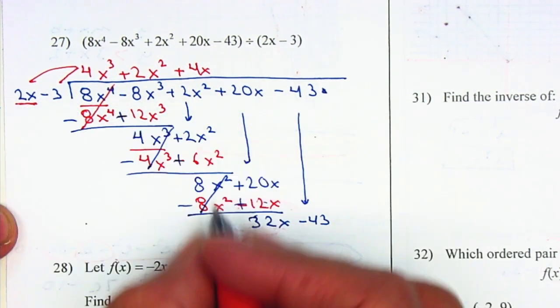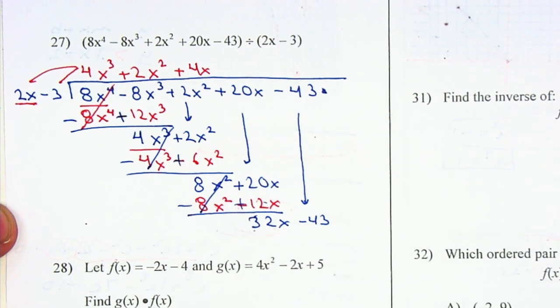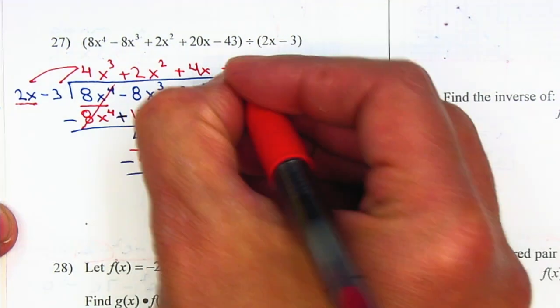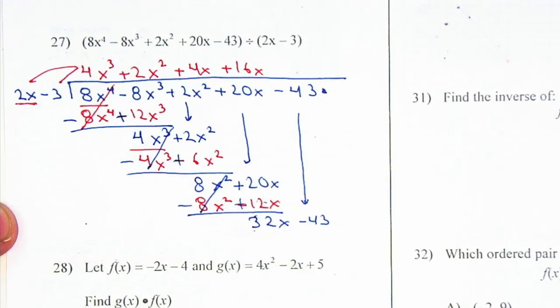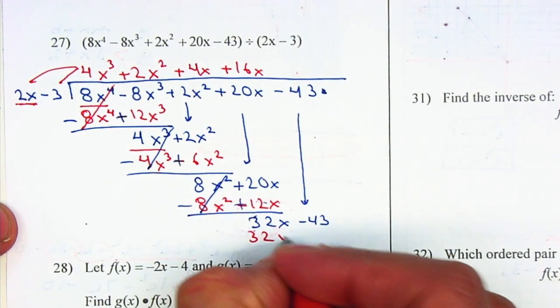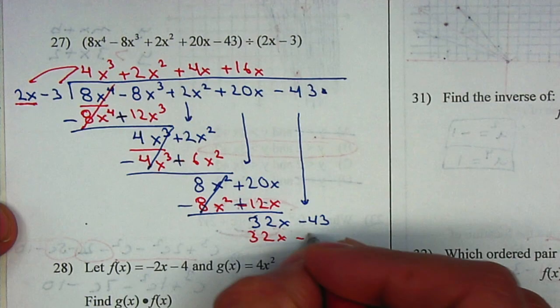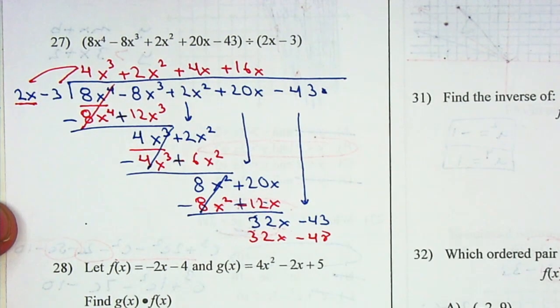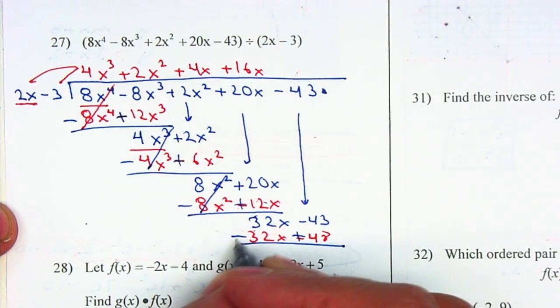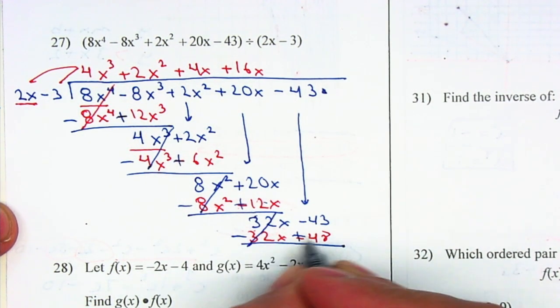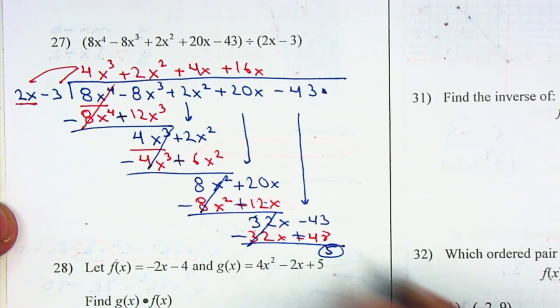What do I need to multiply 2x by to get 32x? That gives me positive 16x. Multiply it out. That is 32x. Multiplying it out also gives me negative 48. We're going to subtract or just add the opposite. We change both of them to the opposite. That cancels, so it gives me 5.